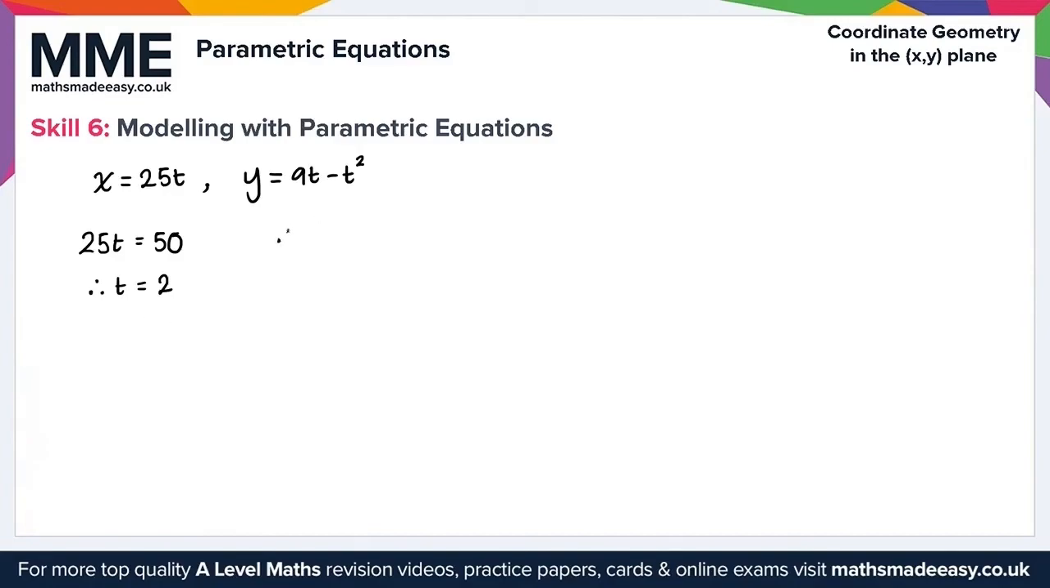So therefore y is equal to 9 times 2 minus 2 squared. That gives me 18 minus 4, which gives us 14. And remember the units here, in this case this would be meters. So 14 meters there. So that gives us everything we need for skill 6 on modelling with parametric equations. And that concludes this Maths Made Easy video on parametric equations.